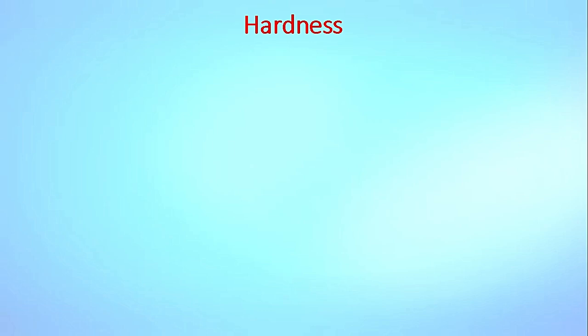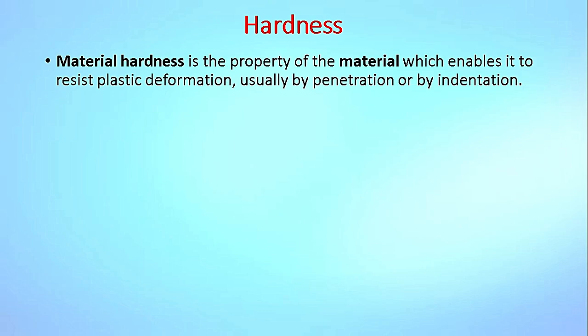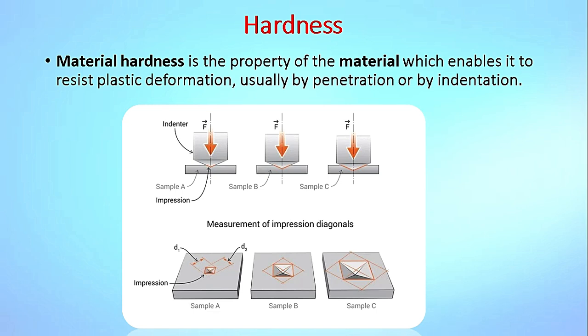Next property is hardness. Metal hardness is a property of material which enables it to resist plastic deformation, usually by penetration or indentation. Here in this figure, there are three samples, sample A, sample B and sample C. A diamond indenter is used. The same amount of force is applied on the indenter.